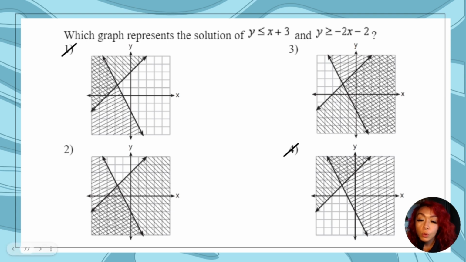So looking at choice number 2 now, the shading is below x plus 3, right? But it's also below negative 2x minus 2. So the answer has to be 3. And that's because if we look at x plus 3, we have our shading below the line, which is our less than or equal to symbol. And in negative 2x minus 2, our shading is above the line, which represents greater than or equal to.